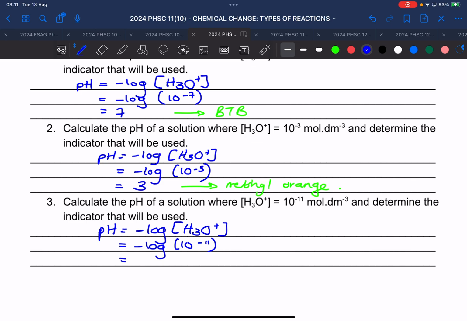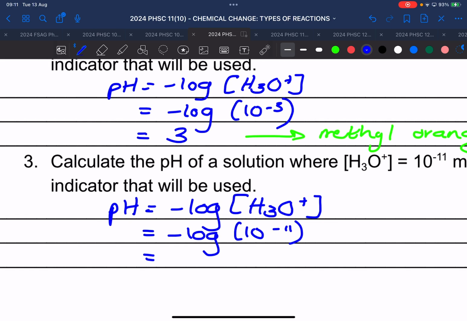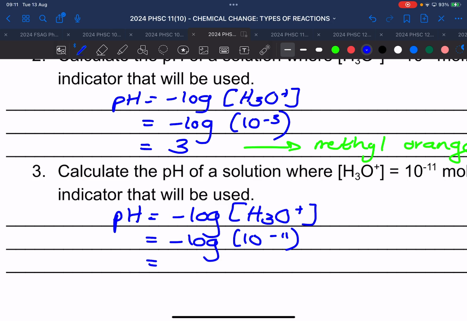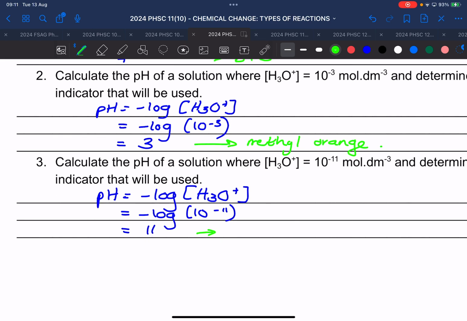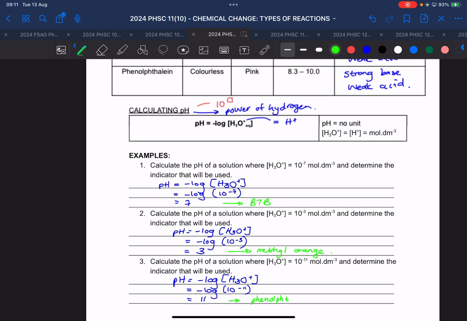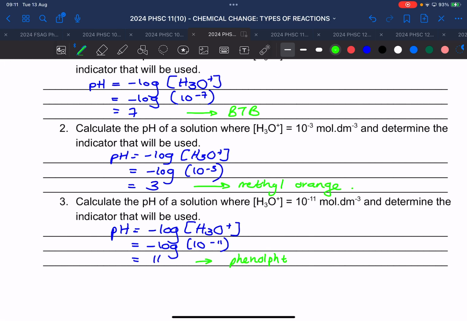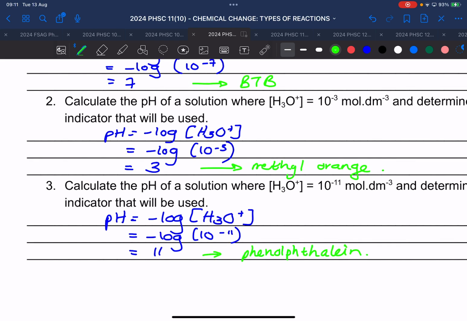Be careful where you put square brackets, where you put round brackets. That can cost you unnecessary points. Seba, what do you get? 11. And the indicator that will be suitable? And please pronounce it. Remember, pH is F. Phenolphthalein.